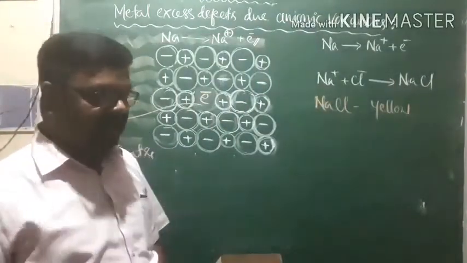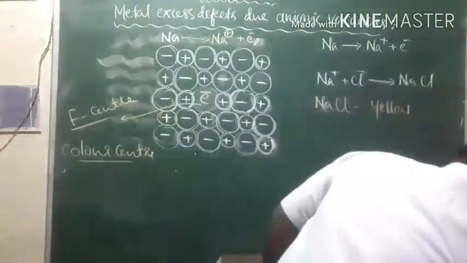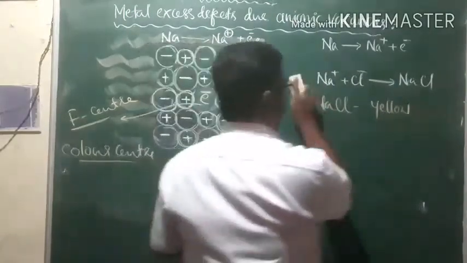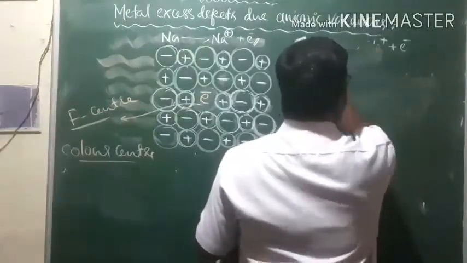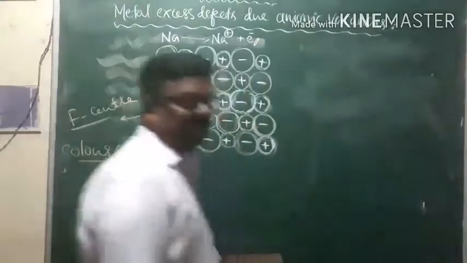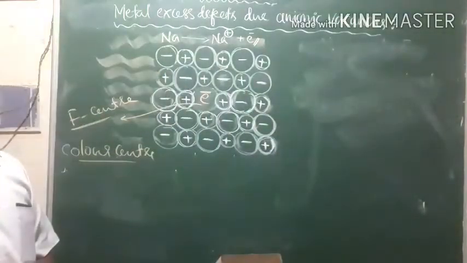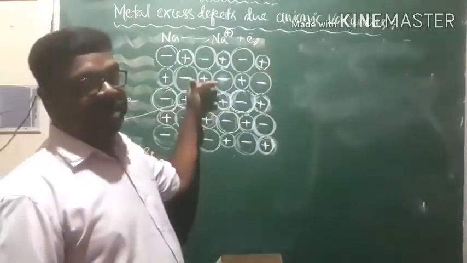Understood? Now I am telling you one thing: this defect leads to a change in the stoichiometry of a crystal. The stoichiometry of the ionic crystal will be changed due to this particular defect.